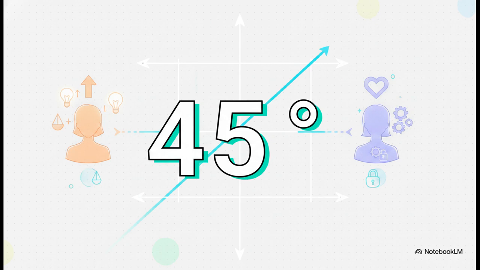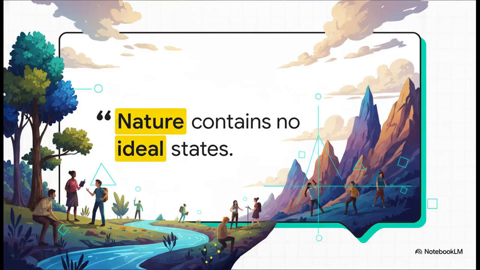Applied to Halfon's model, a 45-degree alignment between the couple would represent this theoretical state of total, absolute equality. Both partners would have an exactly equal share in personal development, career, and mutual dependency. Sounds great on paper, right? Well, this brilliantly illustrates the core philosophy of the text.